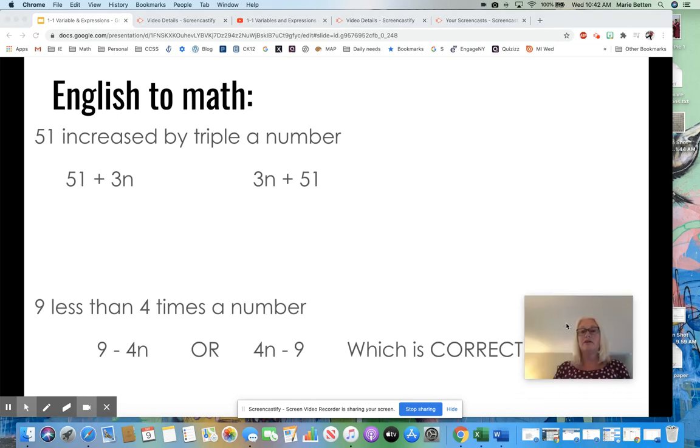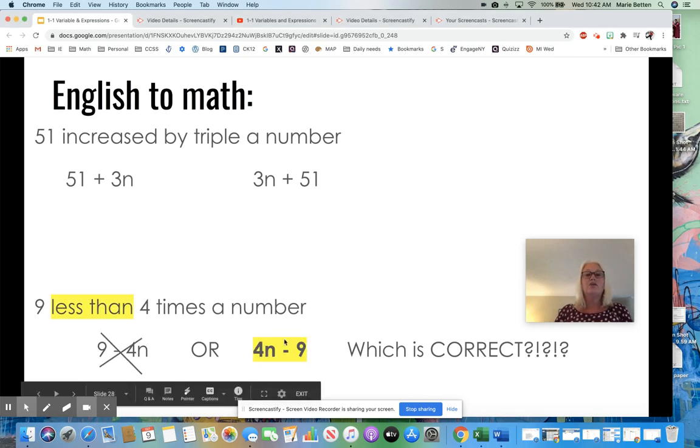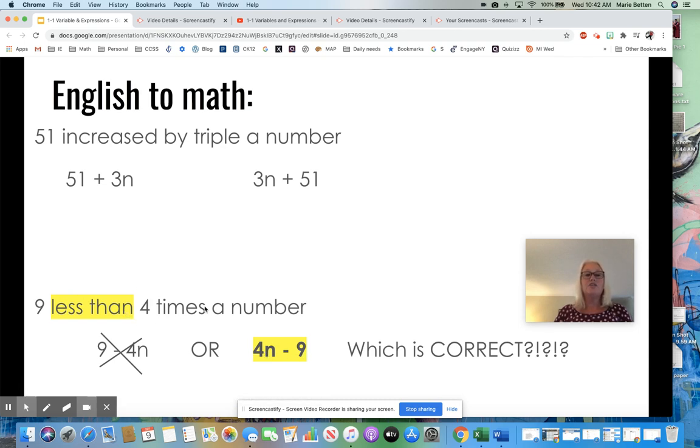Oh, wait, I have a couple answers. Is it 9 minus 4n? 9 minus 4 times a number. I chose n. If you picked a different letter, that would be fine. Or is it 4n minus 9? I warned you in the first lesson to be very careful with the less than symbol. Less than, you almost have to write the math problem backwards. It means subtraction, but you want 4 times a number minus the 9.